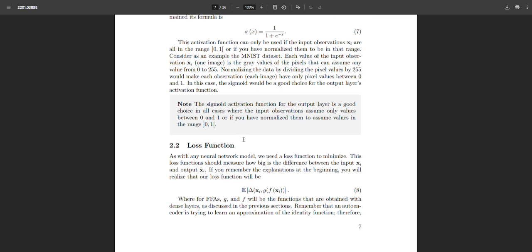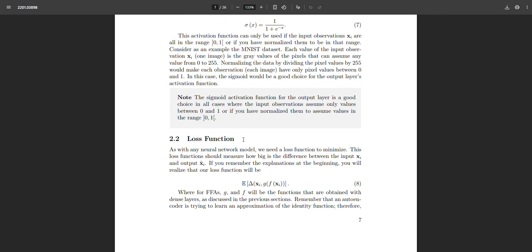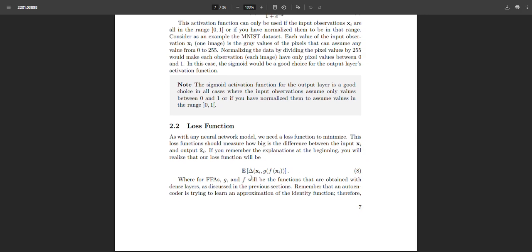As with any neural network model, we need a loss function to minimize. This function must measure the difference between the original input xi and the reconstructed input xi bar. Our minimization objective for the autoencoder, which is trying to learn an approximation of the identity function, is to find weights that can minimize the expected loss. That is shown in this particular equation here.